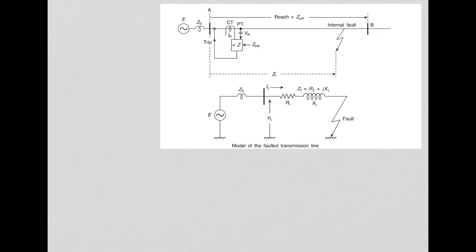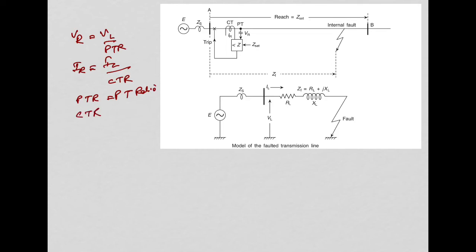From this figure we will see that VR, the secondary voltage, is given by VL by PTR, and IR is IL by CTR, where PTR equals the PT ratio and CTR equals the CT ratio, as we know. So this is obvious.